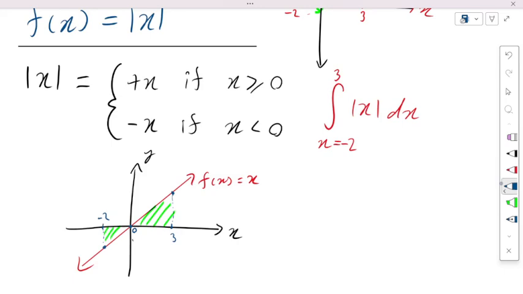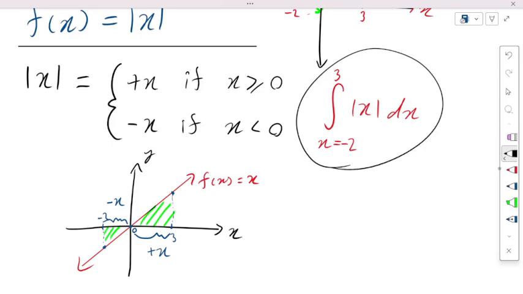And then from 0, so I'm going to quickly represent it here. From -2 until 0, we have negative x, right? Because all the outputs are negative in that case here. And then from 0 until 3, we can see it's positive, which means the output will be positive. So therefore, we would use positive x over here. Okay, so now let's put that into an integral.